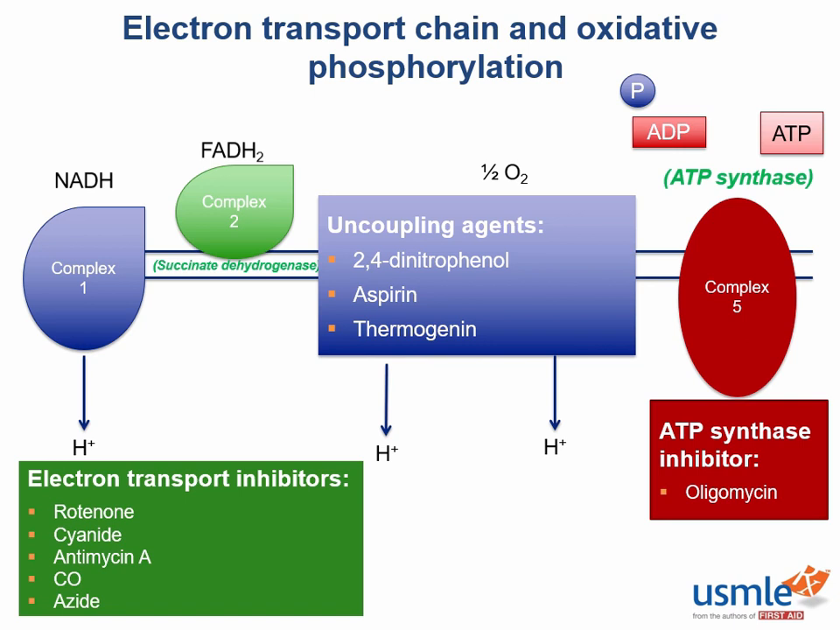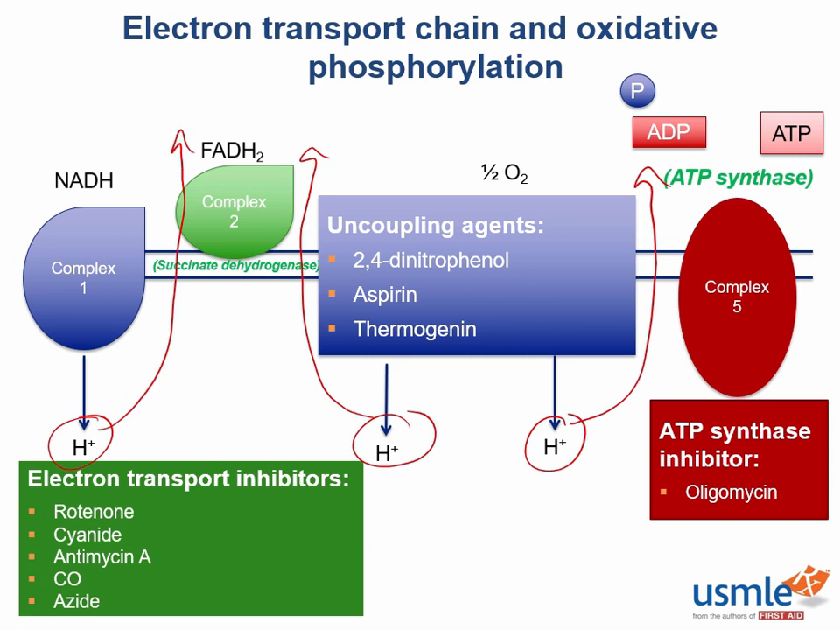And how do you think these work? Well, the uncoupling agents, such as 2,4-dinitrophenol, which was once used as a weight loss agent, as well as aspirin and the protein thermogenin, which is produced in brown fat, all increase the permeability of the inner mitochondrial membrane. And this will result in loss of our proton gradient, as they will flow back through our inner mitochondrial membrane. And since there's no proton gradient, you can't generate any ATP.